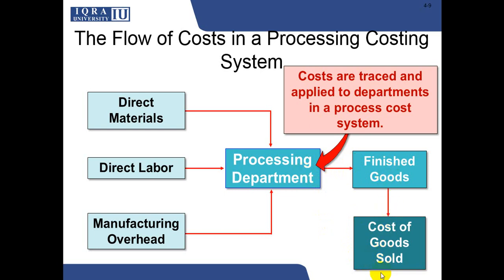Then it will be sold to the customer, so cost of goods sold. So this is the general flow of cost in a process costing system.